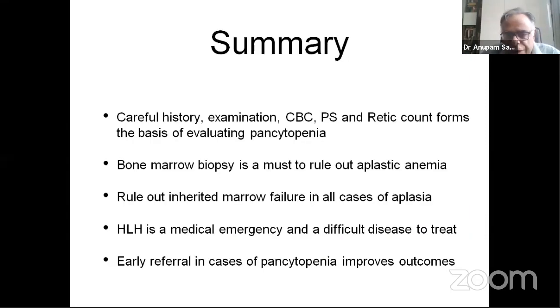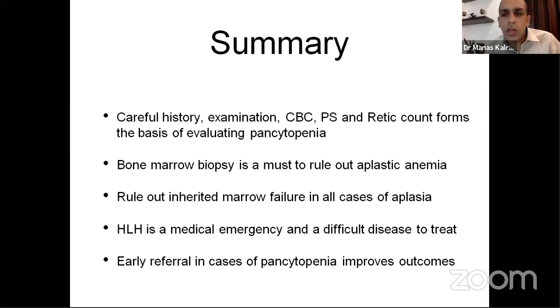So careful examination, history, CBC, peripheral smear, and retic count form the basis of evaluating pancytopenia. Bone marrow biopsy must be done to rule out aplastic anemia. Rule out inherited bone marrow failure in all cases of aplasia. HLH is a medical emergency and a difficult disease to treat. Early referral in cases of pancytopenia improves the outcomes and helps the patient by decreasing the transfusion and blood component load also. Thank you.